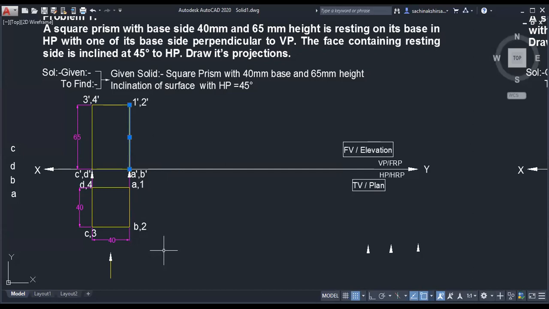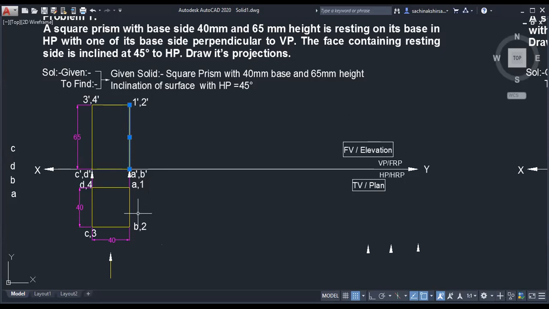Are you getting? Whatever line I have highlighted right now, it is not a line, but a face of the square prism, one of the faces including the base side. So the inclination of this face is given. How much is it given with HP? 45 degree. 45 degree means this 1 dash, 2 dash, A dash, B dash. This particular face, I am not saying line, should make how much angle with HP?